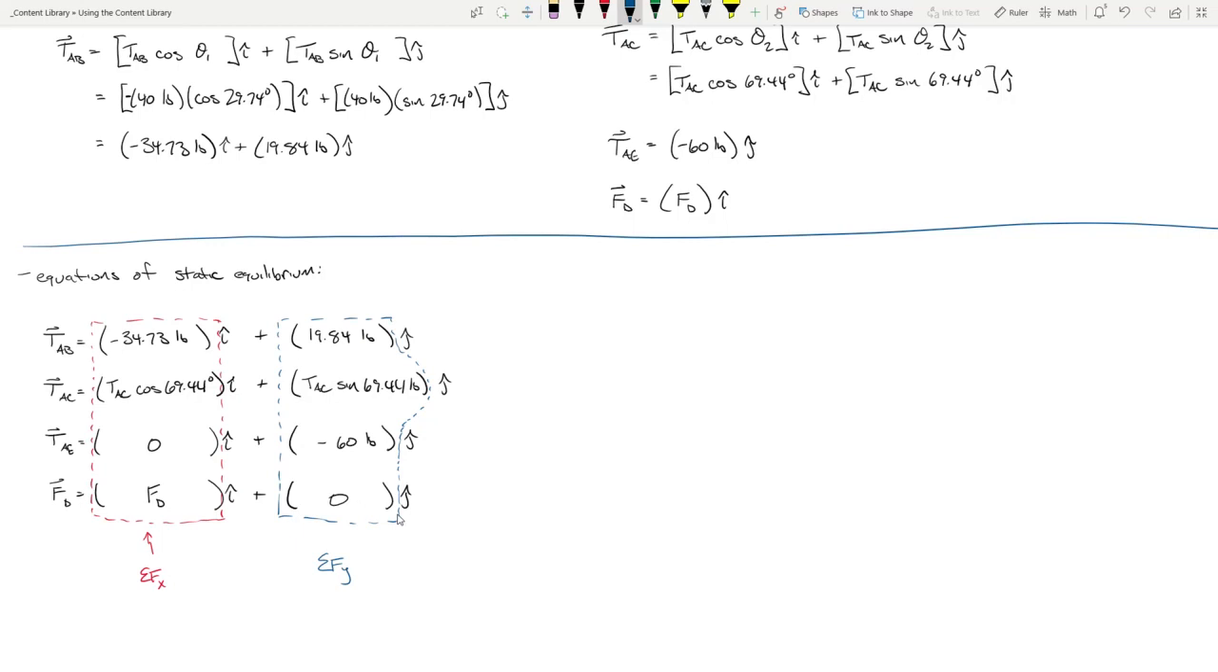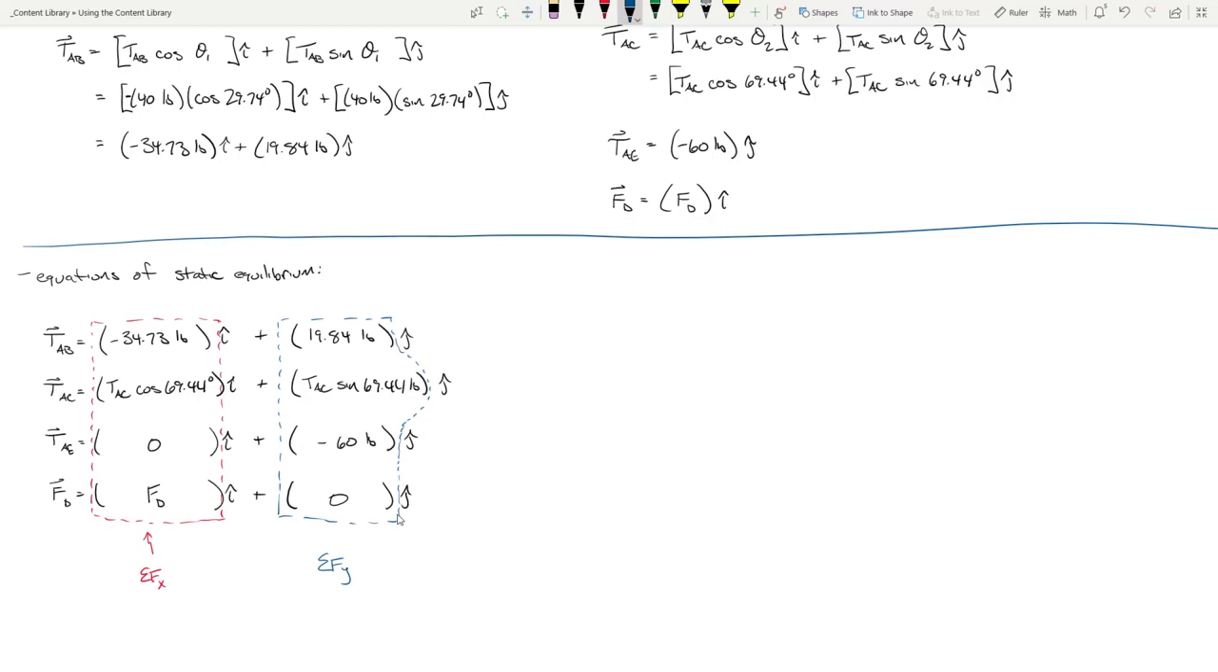Right? And the reason for that is because one of our unknown vectors is purely horizontal, so the other unknown has components in the x and y direction. If I look at summing the forces in the y direction, the only unknown is TAC.